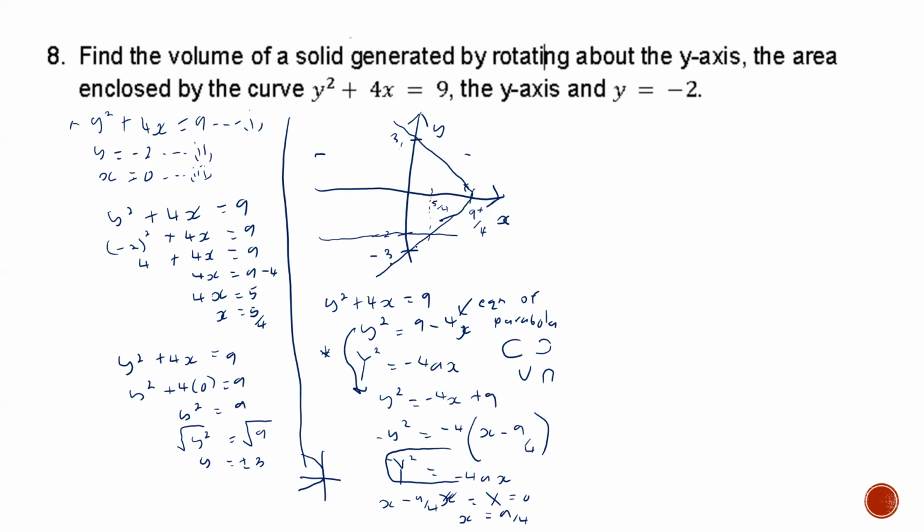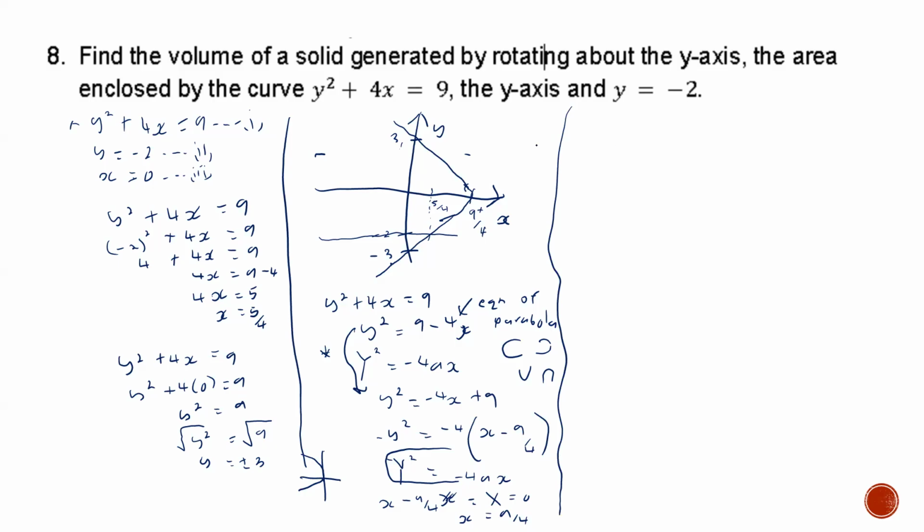So you can see how this background information helped us. The background information of knowing that this was the equation of a parabola, and then solving these two lines with a curve. In fact, that's what we did. We solved the curve with those two lines, y is equal to -2 and x is equal to 0. So I'm going to draw a boundary here because now we need to determine the volume.